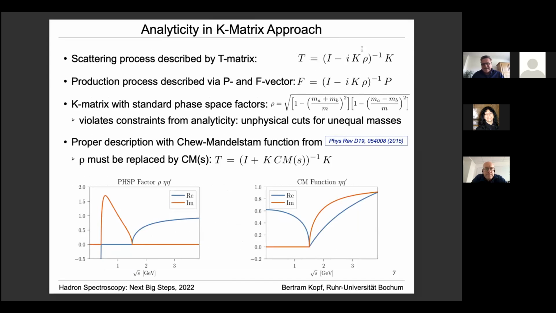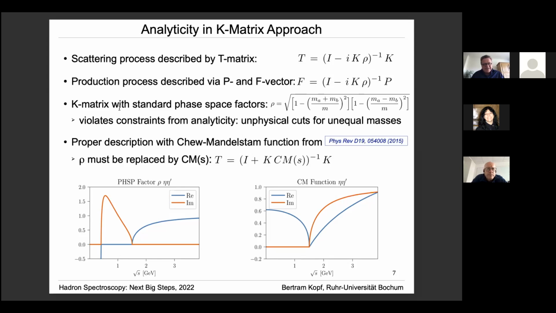The scattering process can be described here with this equation via the K-matrix. And if you would like to analyze different channels, for example, antiproton-proton annihilation, where a resonance is produced with a recoil particle, then one has to introduce the P vector or also the F vector, and can therefore, with this approach, describe also those processes.